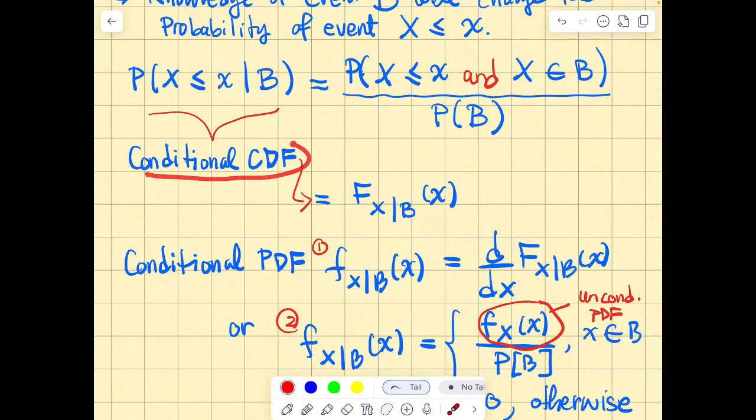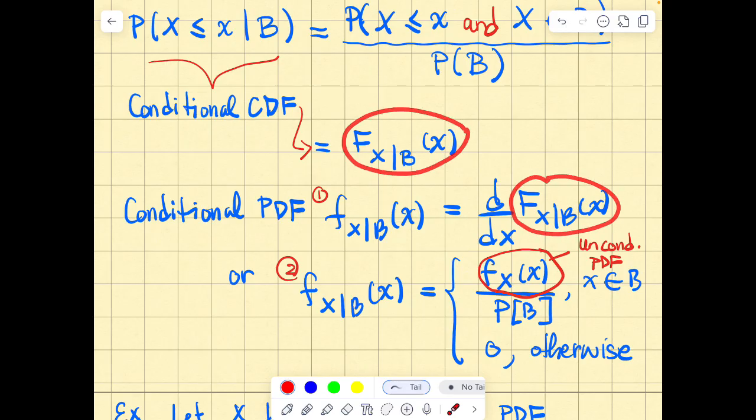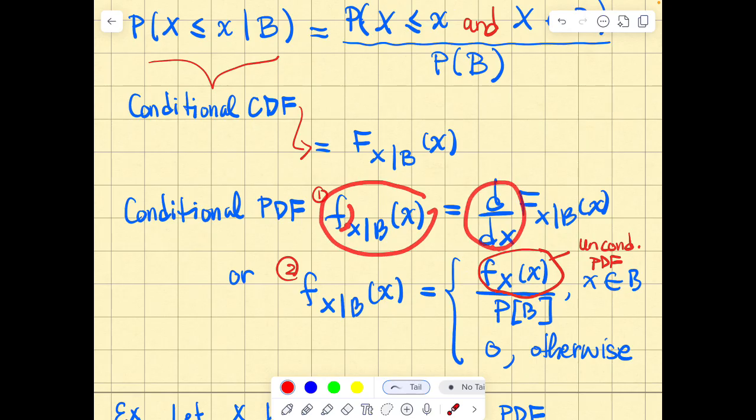Now, if we have the CDF, that means we can also find the probability density function. Again, this is going to be the conditional probability density function. There are two ways to find the conditional PDF. The first way is to differentiate the CDF. The CDF has to be obtained, and then we differentiate it with respect to x, and the end result is the PDF. We use small case f to denote the PDF, given the condition B.